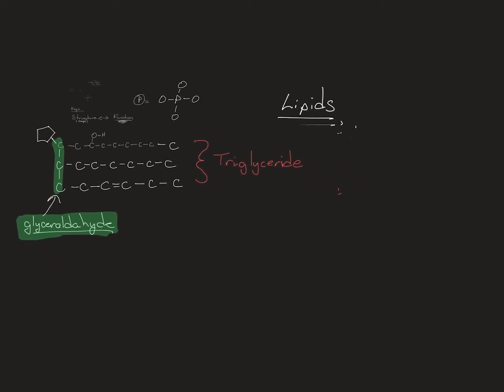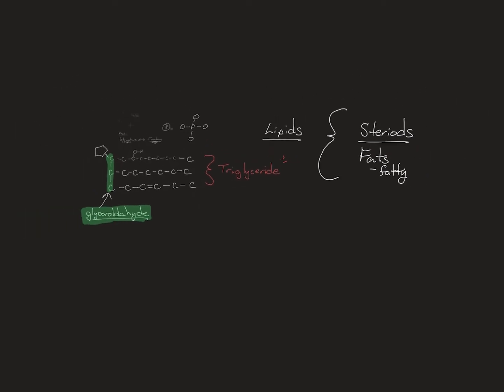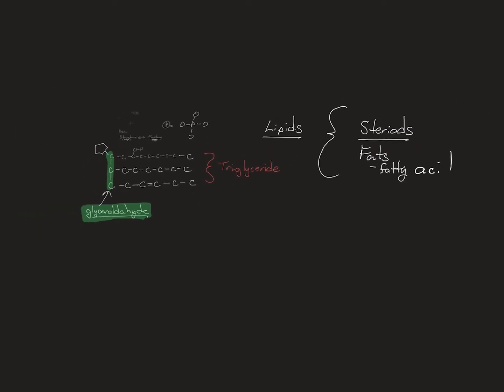Now, there are other forms of lipids that form chains. Some of those can be steroids, and they are steroids. Steroids are also lipids, but lipids are also fats, which include fatty acids. These chains, these triglycerides, are made of fatty acids. These 3 things here, each one's a fatty acid.